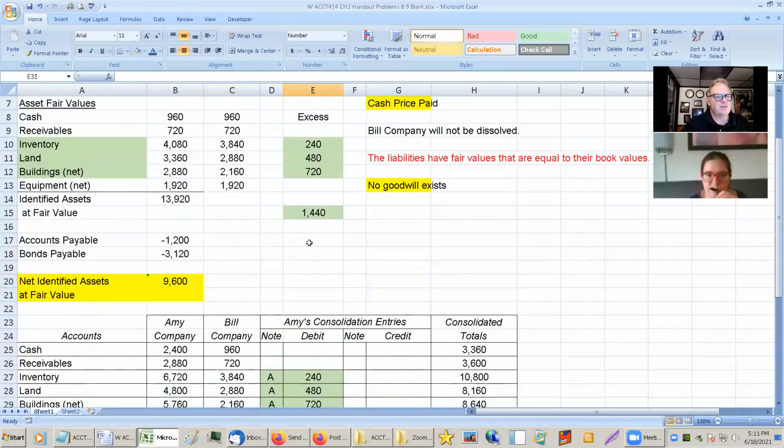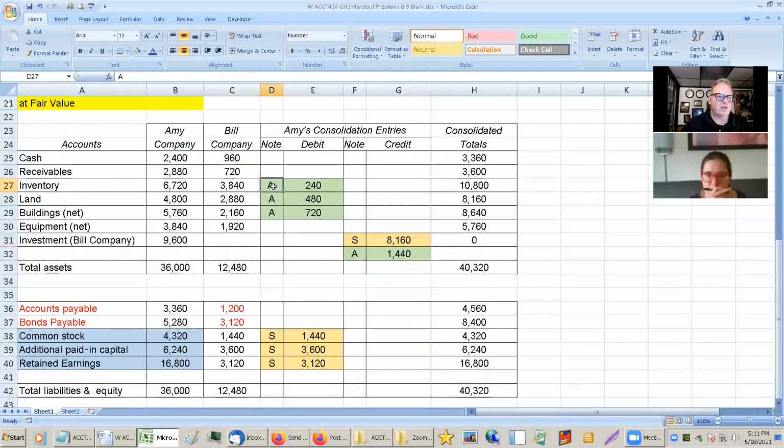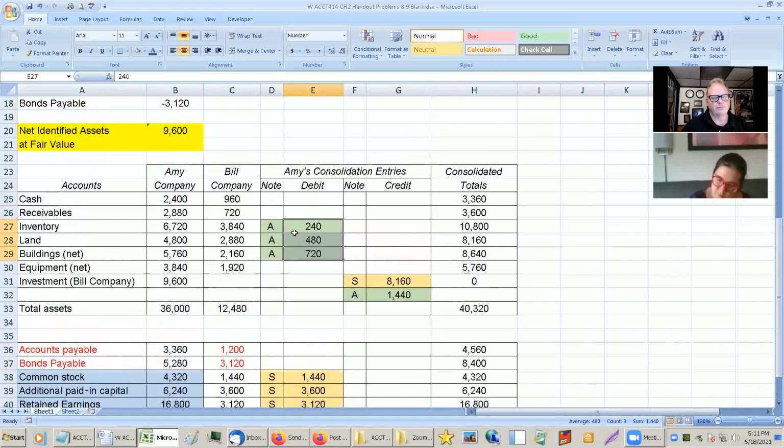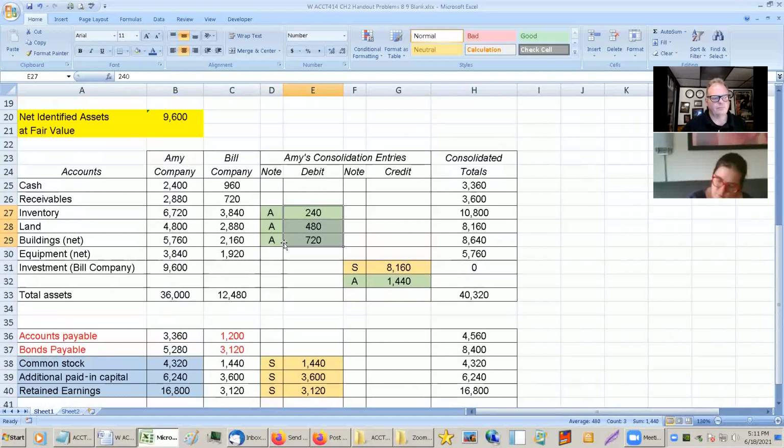So that is the first one. And so what we had to do is get rid of the stockholders' equity because it doesn't exist anymore. Right. And we had to add on the excess assets.